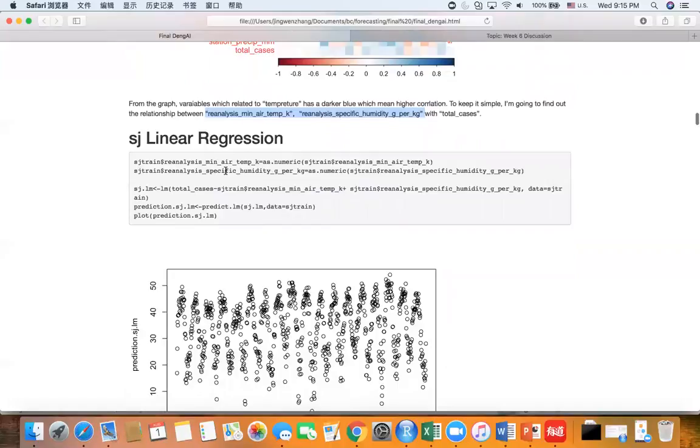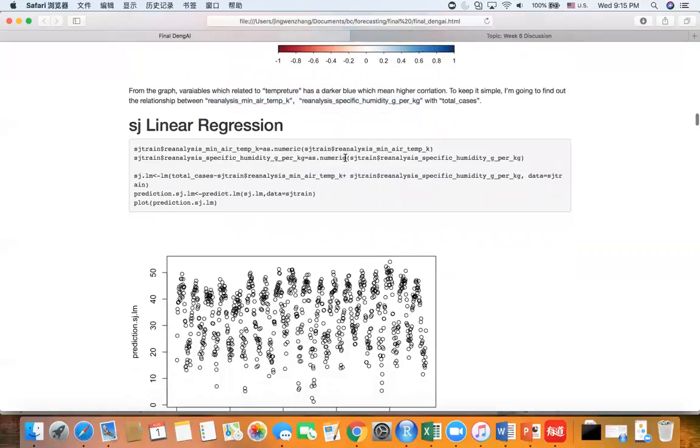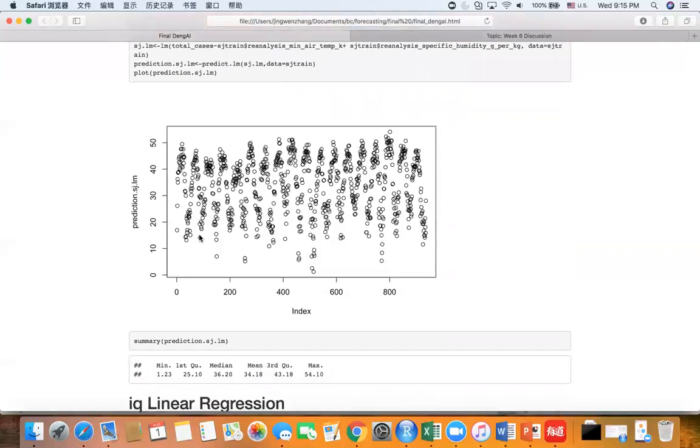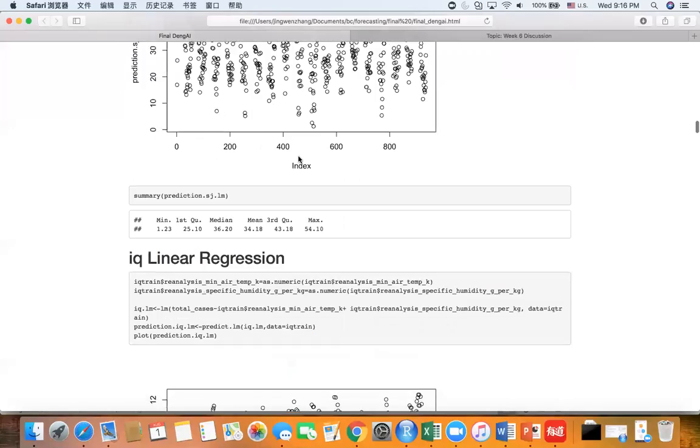And then for that, I ran a linear regression with total cases as the dependent variable, and those two variables as the independent variables. And then a mixed prediction. I know linear regression is not a good model, but I still just want to figure out the relationships. And since we didn't add the times inside, it only has the dots for the prediction values for San Juan and for Iquitos.